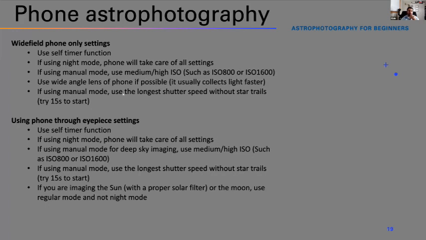If you're using manual mode, use the longest shutter speed that you can use without getting star trails. So set your shutter speed to 15 seconds to start. And if your photo is showing trails, then decrease it. If there are no trails, try increasing it to maybe 30 seconds. And if your phone doesn't let you manually select the exposure time, you can use one of those apps that I had mentioned before. In most cases, if your phone isn't too old, they will allow you to manually select the shutter speed. If your phone does have automatic night mode, though, it'll take care of everything.